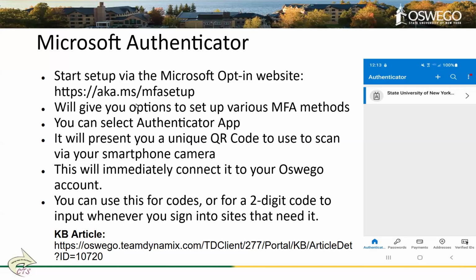So you can go ahead and start this process through this website. Once you have the Authenticator app downloaded on your phone or your device, the website will actually give you a special QR code that's unique to your case that you can scan through the app, and that's going to connect it to your Oswego account specifically. You can get codes from this app so that when you're prompted for authentication, you can get right in with that. And again, there is a knowledge base article associated to that referenced below.